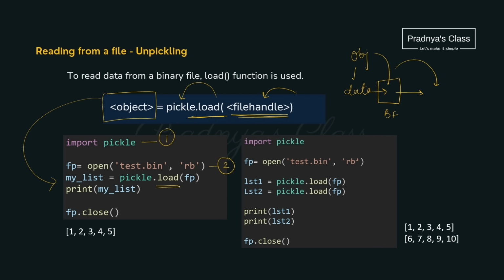Now we will use the load function along with the file pointer. We have written a list, that's why we will get a list that we are printing on the screen. Look at the output. We got the same list. Make sure the load function will read only one object at a time. If you are writing two different lists, you need to use two different load functions for that.